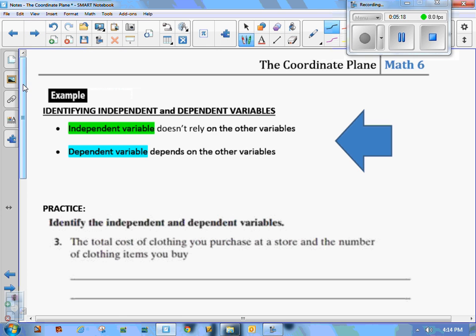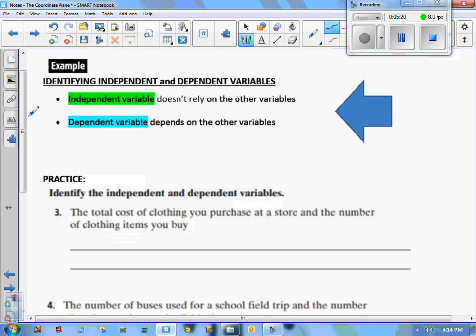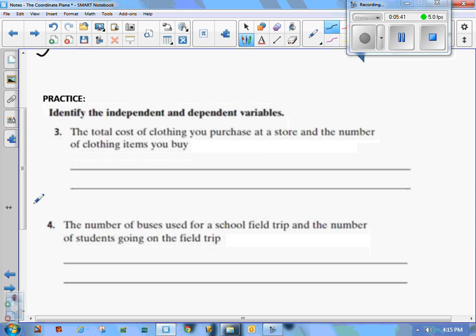Now we're going to talk about identifying those independent and dependent variables. Now going back to the definitions, remember, an independent variable does not rely on the other variables. It's independent, it's all by itself. The dependent variable does depend on that. Independent is your x, your dependent is your y. So looking here at this practice, we want to identify the independent and dependent variables.